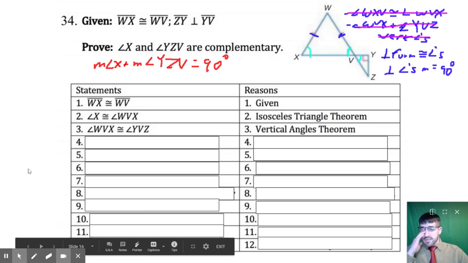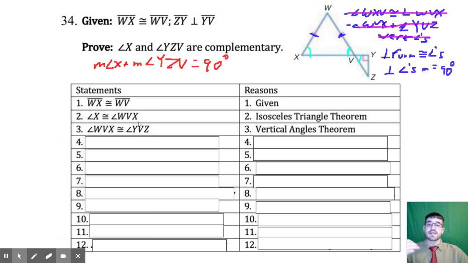Now, what's interesting about this is you could have done 2 or 3 in either way. You could have said that the vertical angles are congruent, or you could have said that the isosceles triangle theorem applied. In 3, in 2, it didn't matter. What's important is you need both of these statements before you start doing our next step.